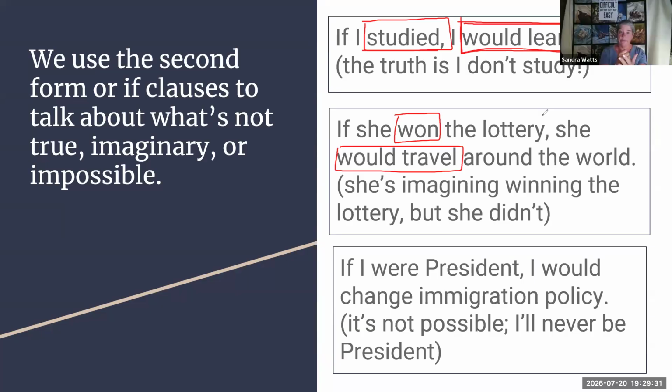Will is for sure. I will do it. Would is if. Maybe. It depends. It's more like a maybe. But this would be, it depends on the first thing. If I studied, but I don't, I would learn more. So if I could change the situation, then this would be true. Because would is kind of like a future, but if. It depends on the other thing. Will is like, yes, I will.